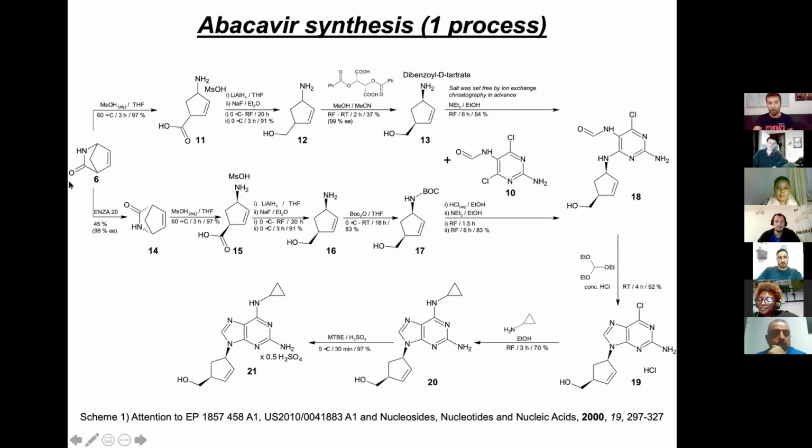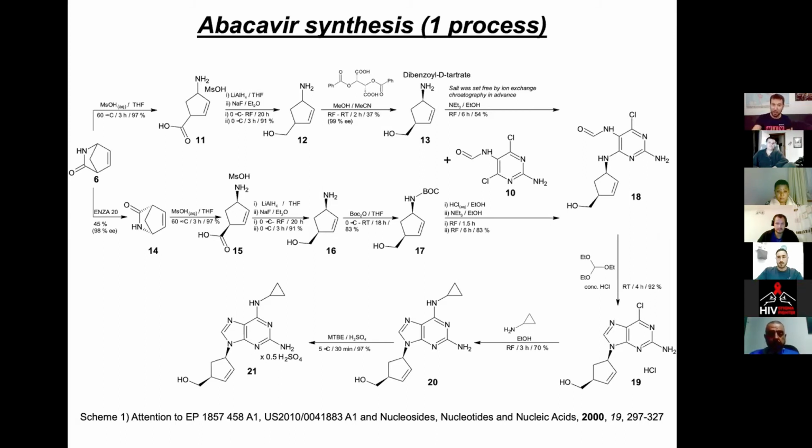We try to get from compound number 6, there are 2 parallel lines. We try to get compound number 11, here compound number 14, 12, 15, and so on. Then we have these 2 compounds. We put all together, we get Z1 and so on. And at the end, we have compound 21. And this compound 21 is our abacavir. So you can ask, why is it so complicated?